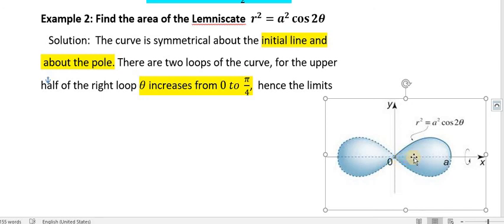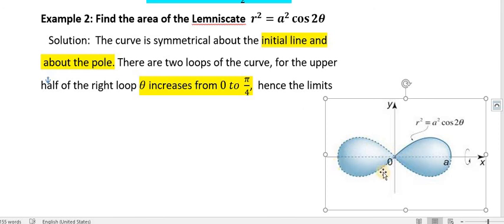Now see, since these two loops are identical and the upper part and the lower part are equal, therefore the required area will be 4 times the area present in the first quadrant. 4 times of this will give us the area of the complete lemniscate. So, this diagram r square is equal to a square cos 2 theta represents the lemniscate.